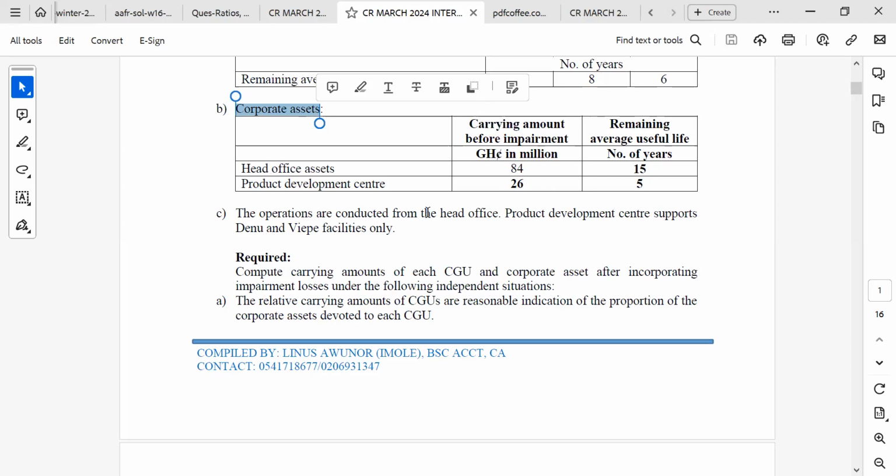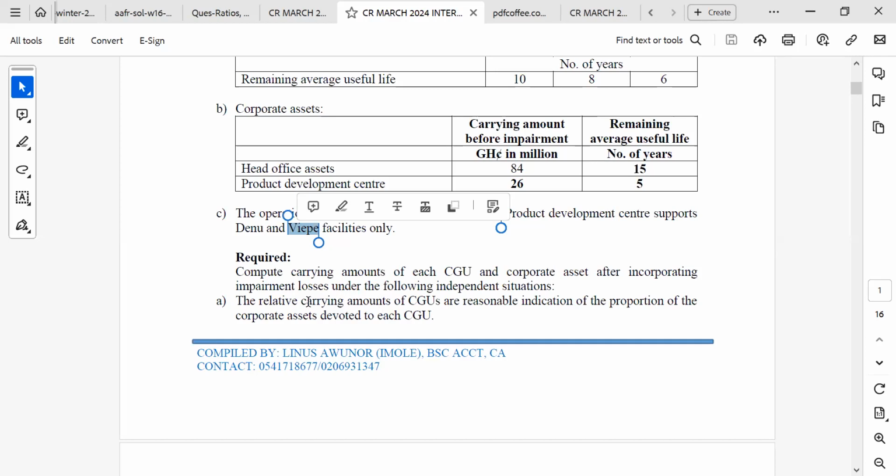Okay. So, but what are they saying? They are saying that operations are conducted from the head office. So the head office is for the three companies, but the product development center supports the new and what is the facility only. So if there's any impairment on it, that particular impairment will be for the new and VFR only.